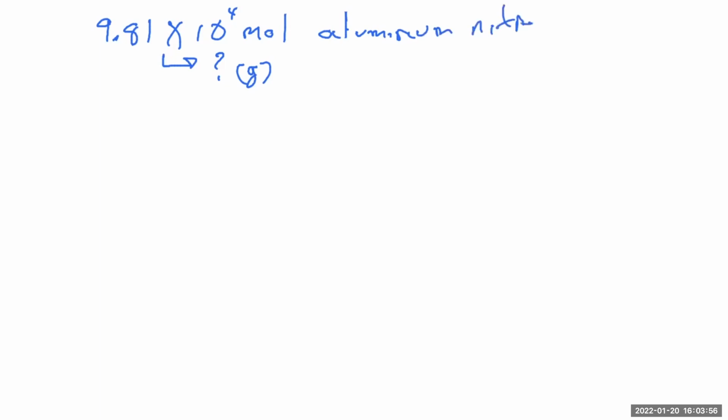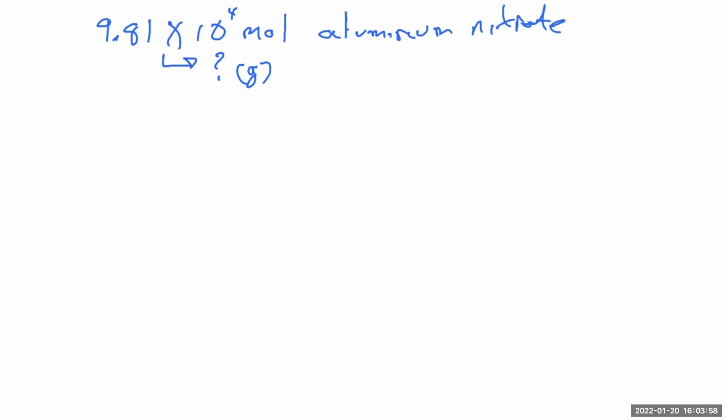Says you have 9.81 times 10 to the fourth moles of aluminum nitrate. How many grams do you have of aluminum nitrate? Aluminum nitrate, can't write very clear here.